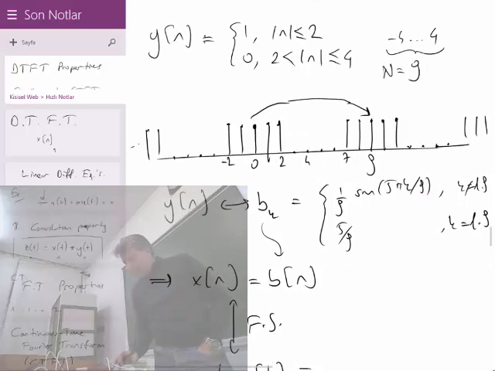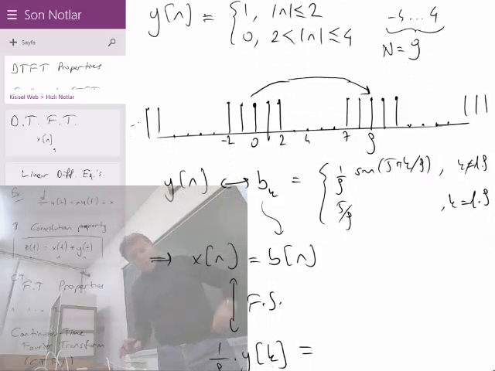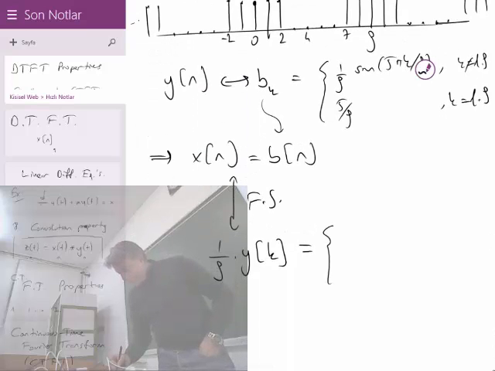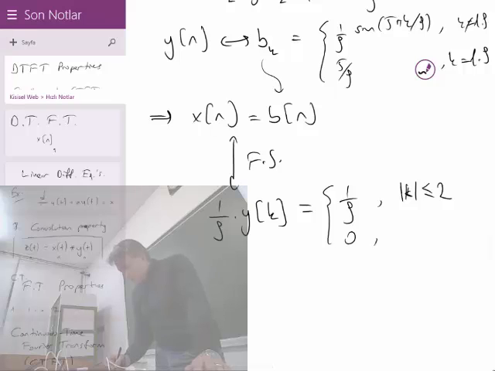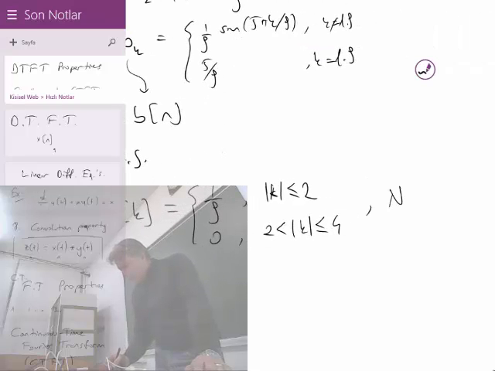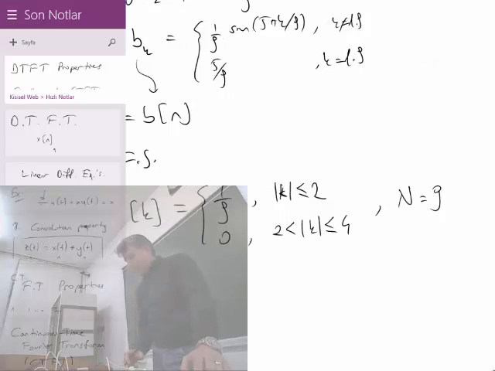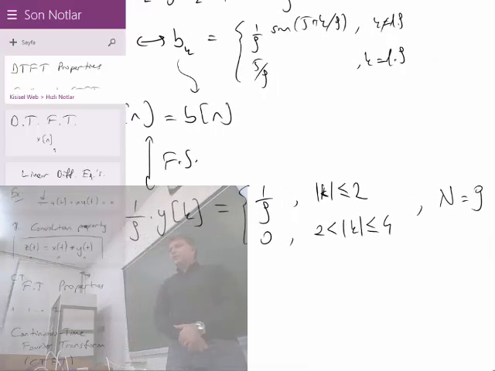Or you can even write it using the formula at the top. Yk is equal to 1 over 9 times 1, which is 1 over 9, when k in magnitude is less than or equal to 2, and it's equal to 0 if it is greater than 2, less than or equal to 4, with a period of n equal to 9, of course. So this is the answer, 1 over 9.